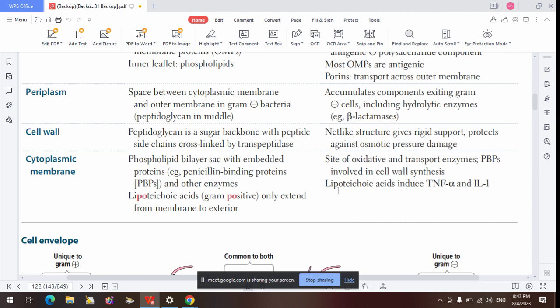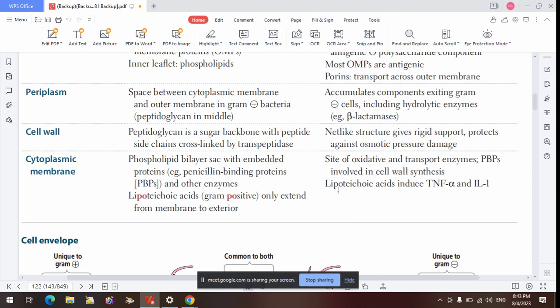And what carbohydrate moiety are we talking about? The N-acetyl muramic acid. So the enzyme that does that is called transpeptidase. Transpeptidase is the one that will cross-link those peptide components of this peptidoglycan cell wall.